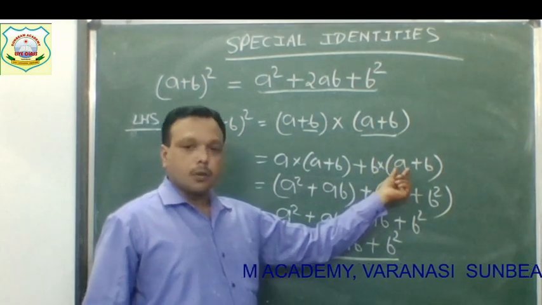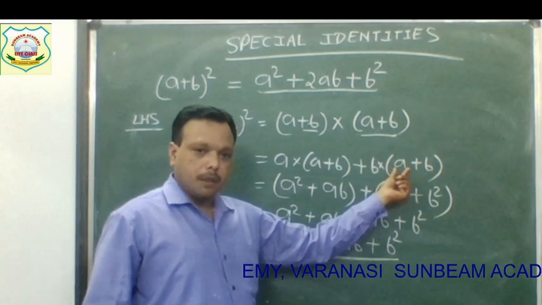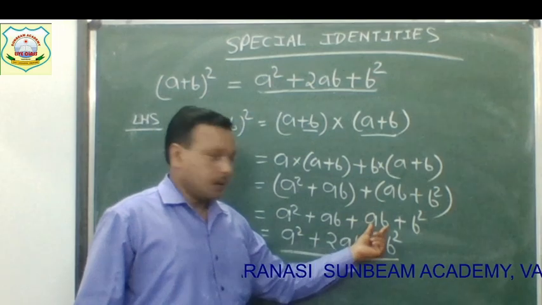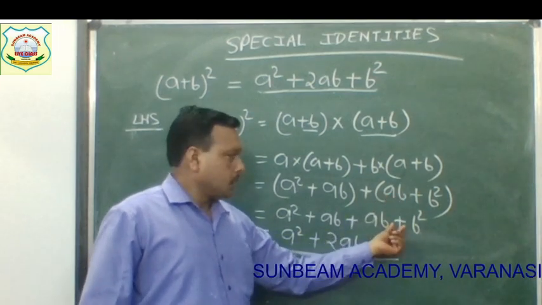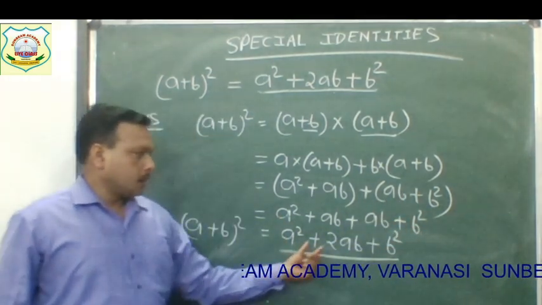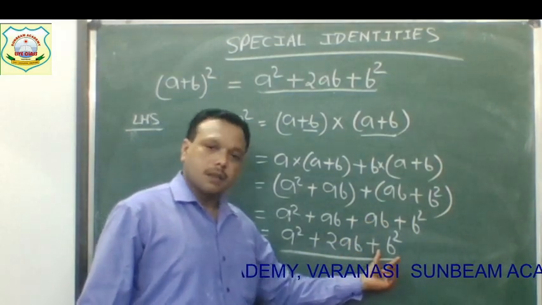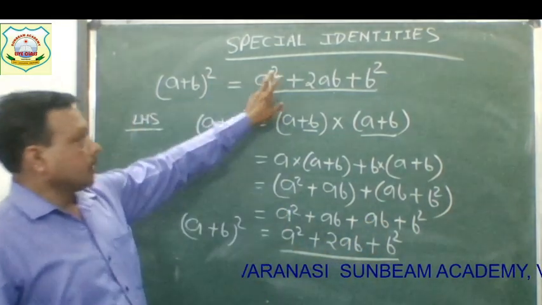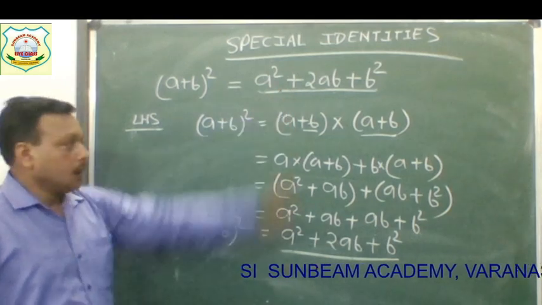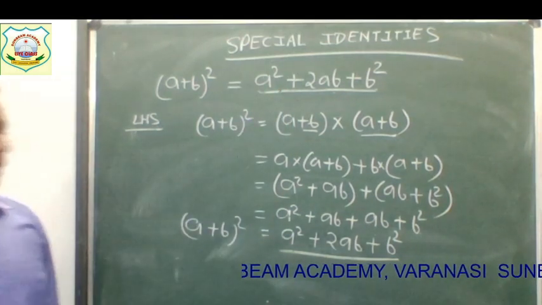b into a, that should come ba. Also we can write ab. So we have written here ab. Also plus b square. A square plus ab plus ab, that is 2ab plus b square. Now we have got this RHS part. Clear students? Now based on a few examples, we will see.